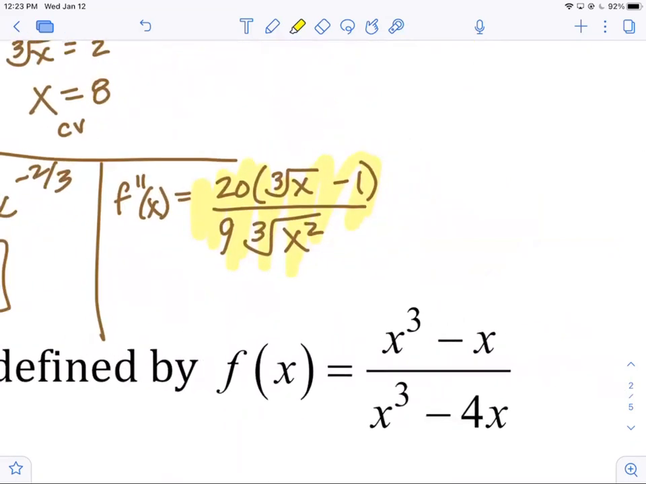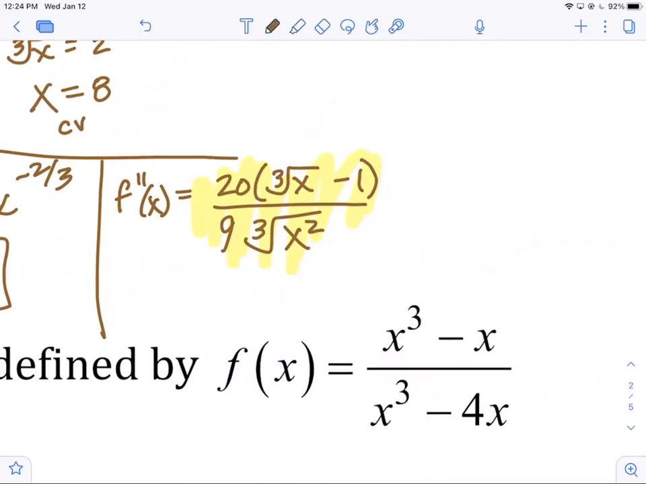All right, is this thing ever undefined? It is, right? Remember, your pivotal values are really critical values of the first derivative. So we're going to say f double prime equals DNE. And if you know what the answer is, you could just say when x equals 0. That's the value that makes the denominator 0. If you want to set the whole denominator equal to 0 and then solve for x, you could do that. So that is a pivotal value. It's a possible inflection value.